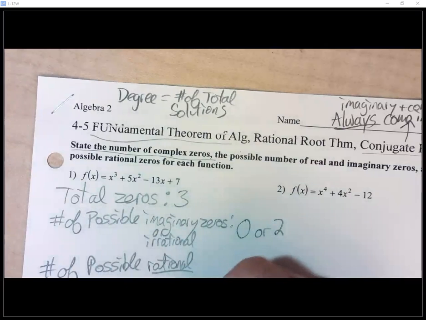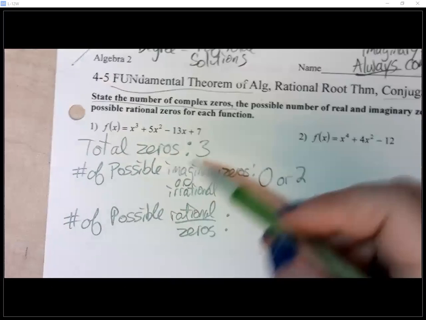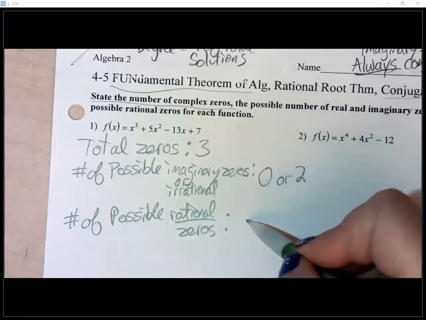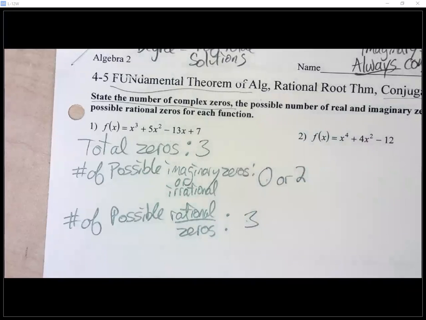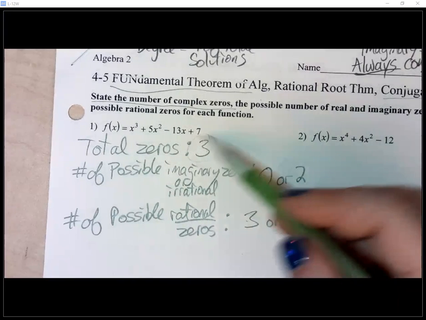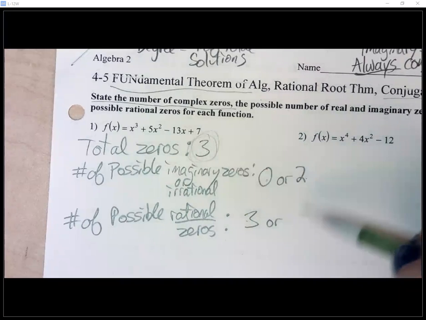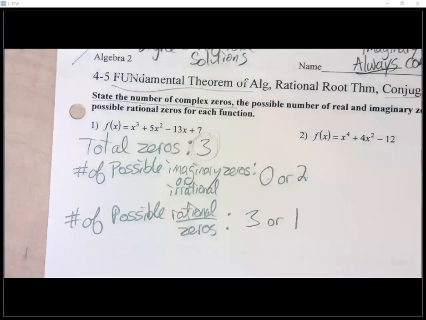how many of these could be rational? Well, there's three total. If none of them are imaginary or irrational, how many would be rational? Three. So it's possible that all three of them are rational. My other case is that, remember, there's always going to be three total. So if two of them are imaginary or irrational, how many would that leave for it to be rational? Just one. Those are my possibilities.